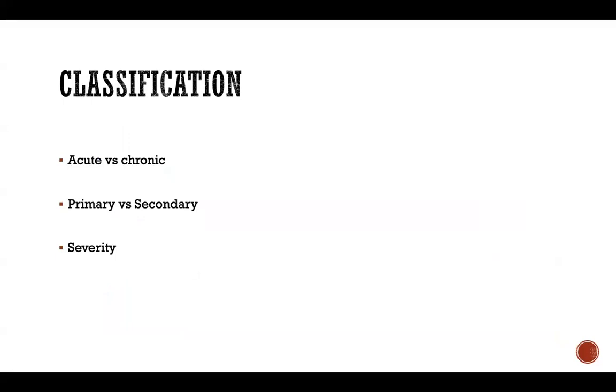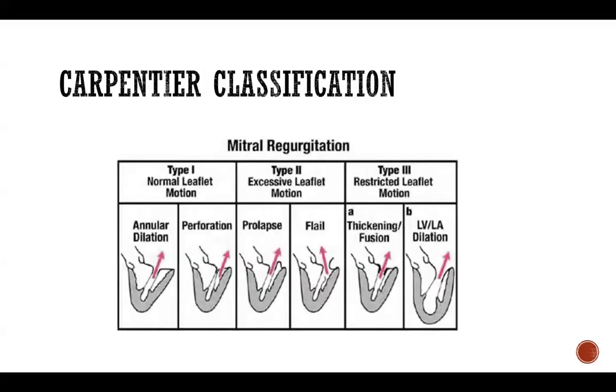So regarding the classification of mitral regurgitation, there are multiple classifications. We can classify it according to time frame, acute versus chronic mitral regurgitation. You can classify it also as primary, where the lesions are organic from the mitral valve itself, like cases of mitral valve prolapse or rheumatic heart disease, or secondary, which is secondary to underlying cardiac disease. Another classification is according to severity, mild or moderate, and we will go through that.